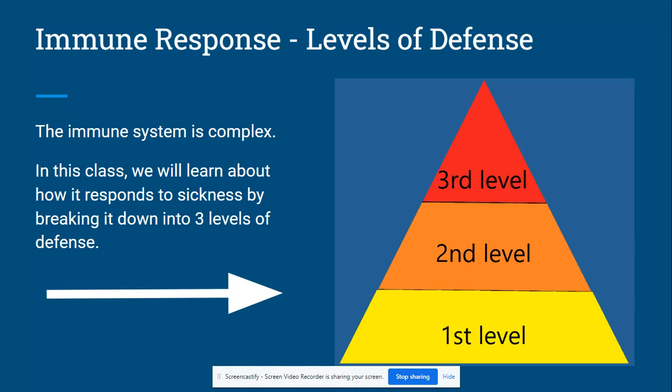The way that we have broken this down is to put it into three different levels. Your first level is pretty broad; that's a response for anything, whether you scraped your knee or have bacteria. The second level starts to get a little more specific, and the third level is really targeted towards that specific illness.